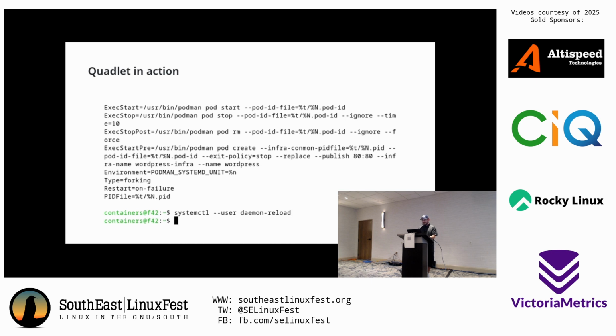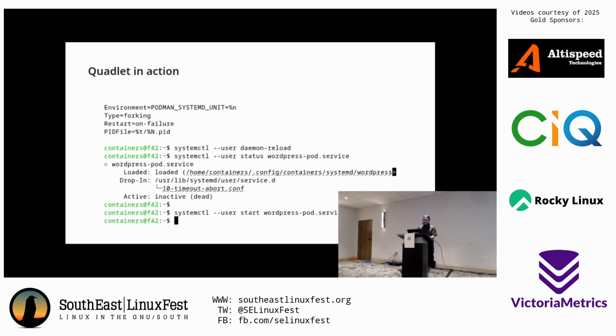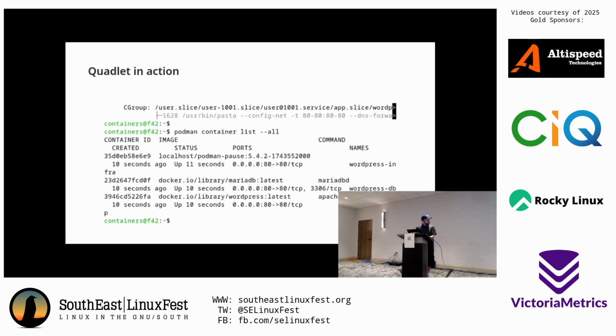So now if I reload the daemon, the services should have been created. I can status. Here's the service, but it is stopped. It's not started because we never started it, and it won't start automatically the first time. And now we've started it. So there's the status using the systemctl user status. And then Podman container list all will also show them up.